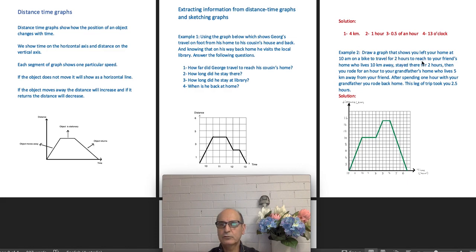And you travel 2 hours to reach your friend's place who lives 10 kilometers away. So after 2 hours, which means at 12 o'clock, you reach your friend's place, which is 10 kilometers away. So 10 kilometers here and 12 o'clock here. That's the time you arrive at your friend's place.